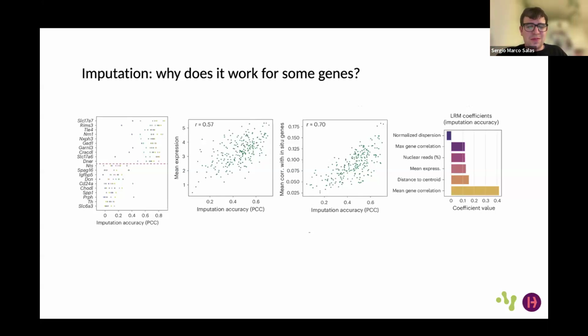So we tried to explore different metrics, and we showed some of them to be correlated with imputation accuracy. We saw that the mean expression of the gene was somehow correlated with the imputation accuracy, which makes sense. Noisier genes will be less likely to be correctly imputed. But most importantly, with a Pearson correlation of 0.7, we found a correlation between the imputation accuracy and the mean correlation with other genes present in the panel of a spatial transcriptomic profile.